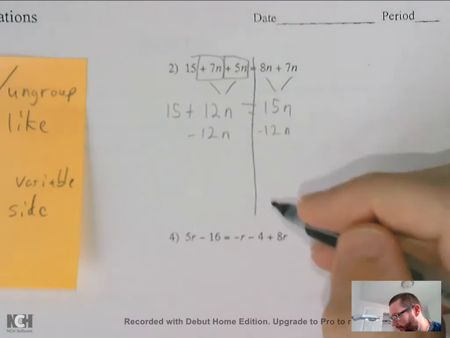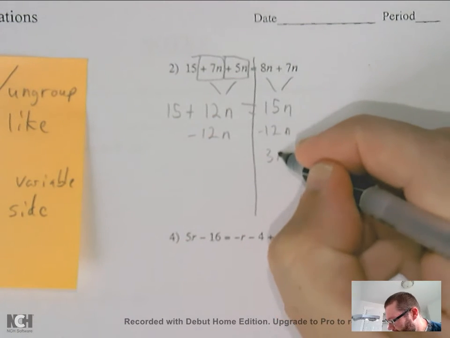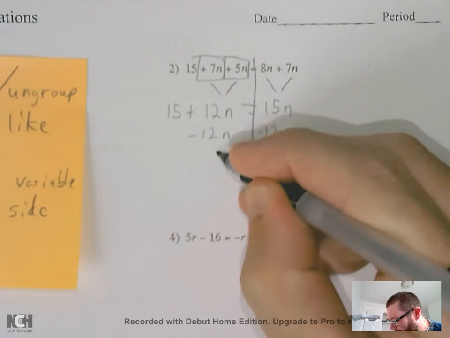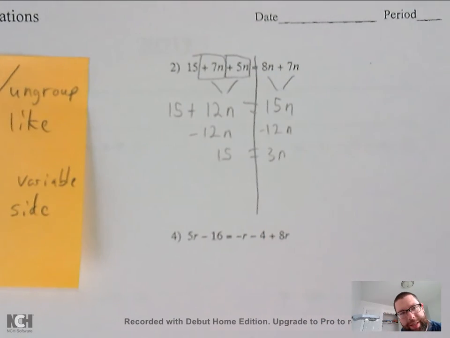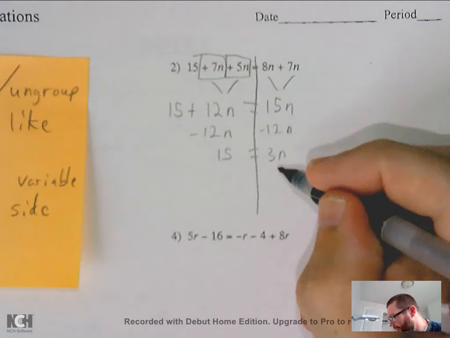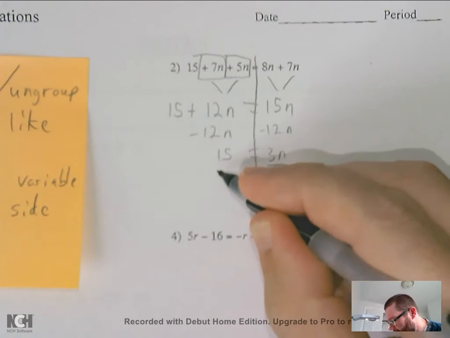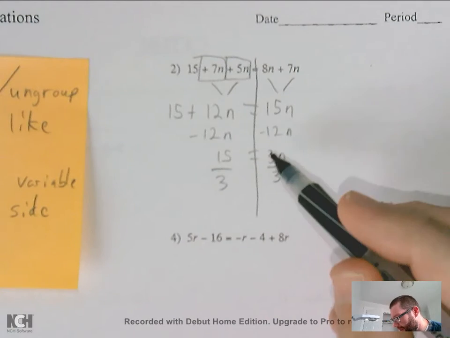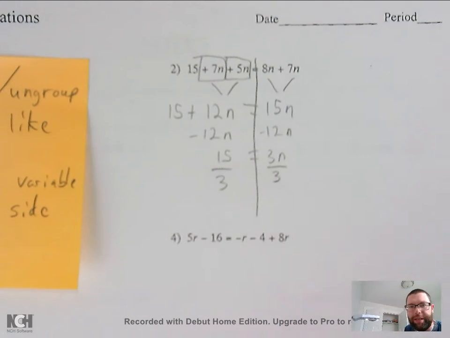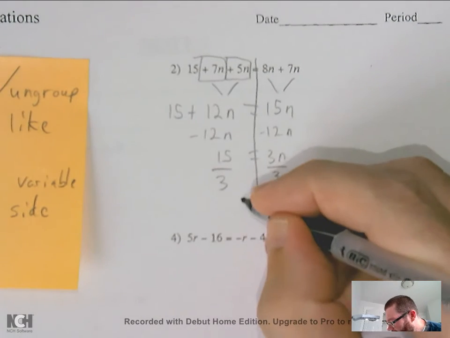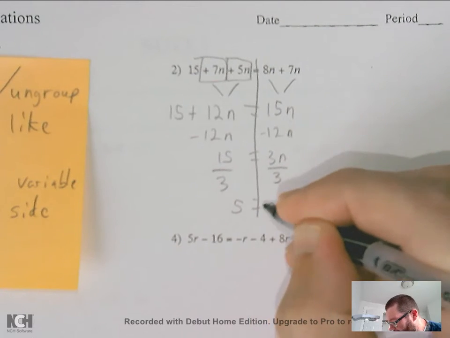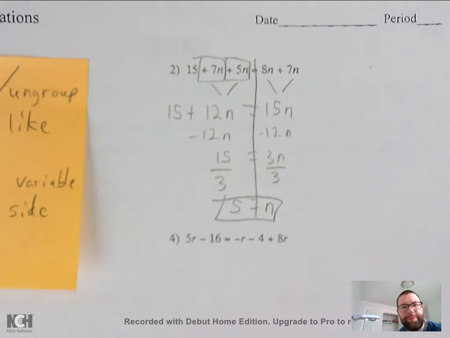So 15n minus 12n is 3n, and I still have 15 over here, so there's a one-step equation left over. I want to separate the n and the 3, so I divide by 3 on each side, because the 3 was multiplying, so you divide to get rid of it. That leaves me with 5 is equal to n, and that's my answer.